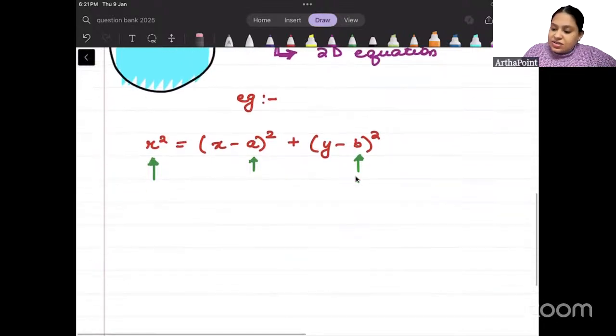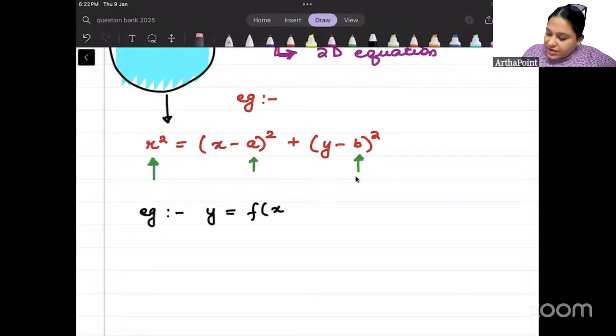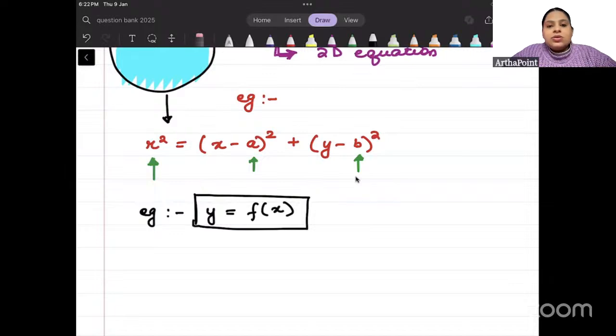As against this, we can also talk about single variables. For example, we can talk about Y as a function of X, right? That is also something where we can say whether it is a convex set or not. I will talk about that also.